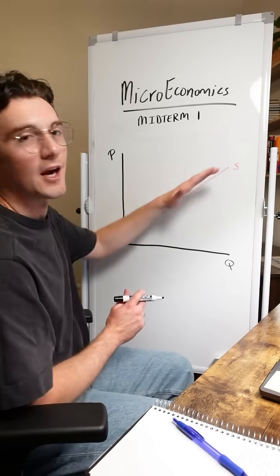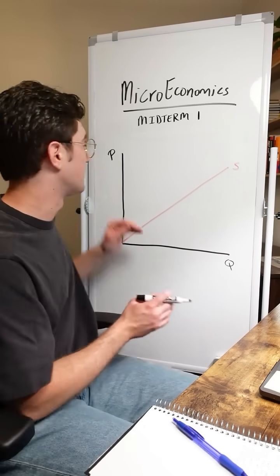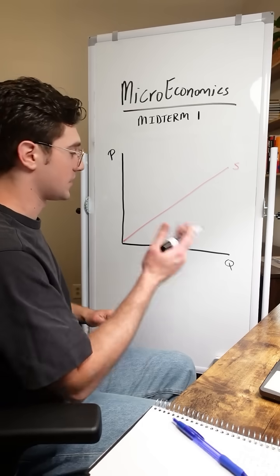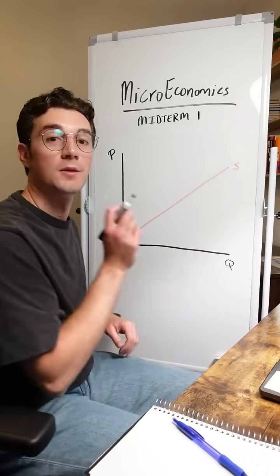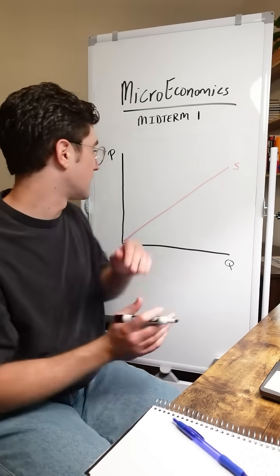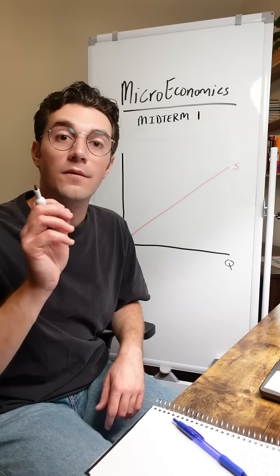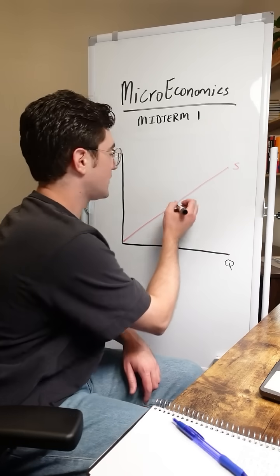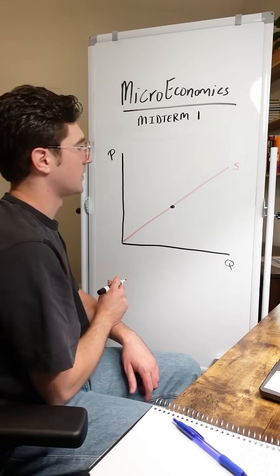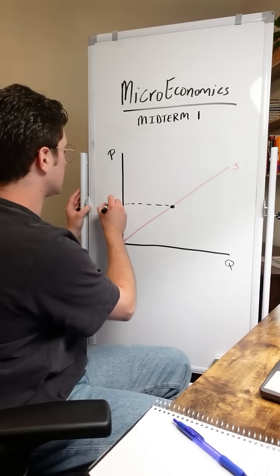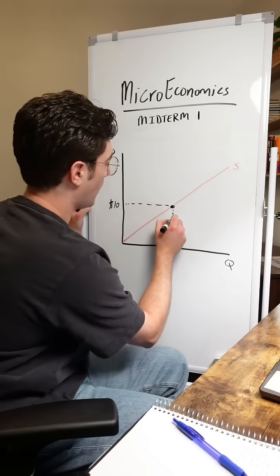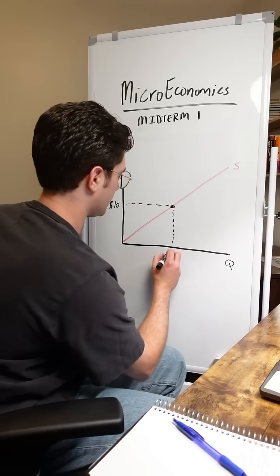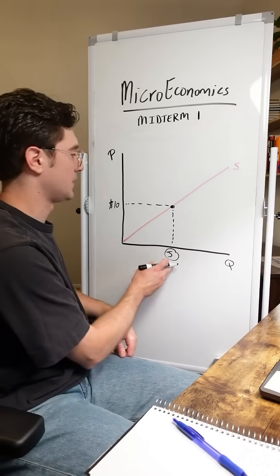Supply is the entire curve here. It's the entire relationship between price and quantity, or the entire relationship between how many units producers are willing to supply to the market at a given price. Versus quantity supplied, that's just a given point on the supply curve. Like in this case, when the price is, let's say, $10, the quantity supplied at that price is, we'll say, 5. This is quantity supplied.